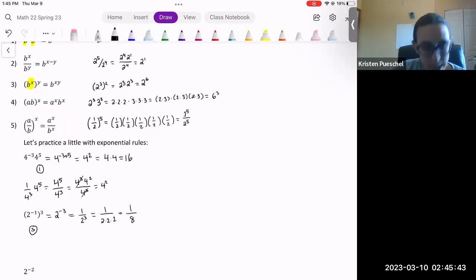Another way of proceeding here is to say 2 to the negative 1 means 1/2. And we're cubing it. So we could also have used rule 5. So this is going to be equal to 1 cubed over 2 cubed, or 1 over 8. Okay.